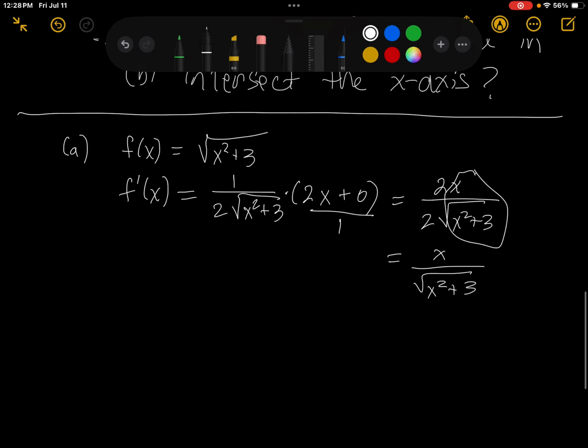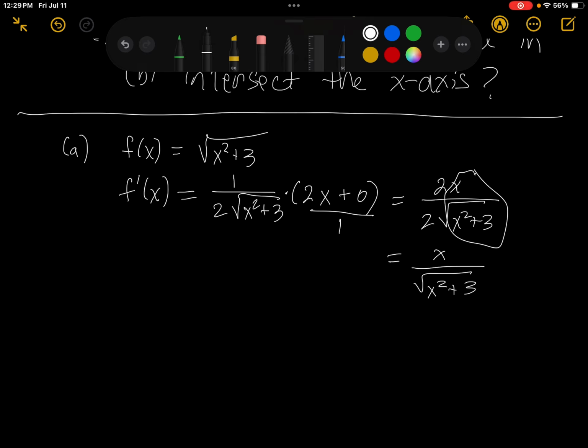Notice that I can cancel the 2's because I have a factor of 2 on the top and a factor of 2 on the bottom. That's really important. If you had 2 plus x on the top, then you can't cancel out the 2's, because 2 plus x is not 2 times something. I can only cancel out the 2 like this if I have 2 times something. So I just wanted to emphasize that. Okay, so that's the derivative of f.